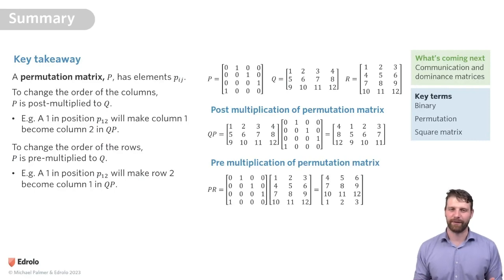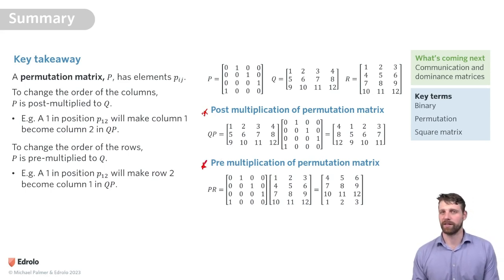In summary, here's some stuff about permutation matrices. I think it'd be cool to put the post and pre-multiplication for changing rows and columns in your bound reference so that you've got something to look at during your exam.